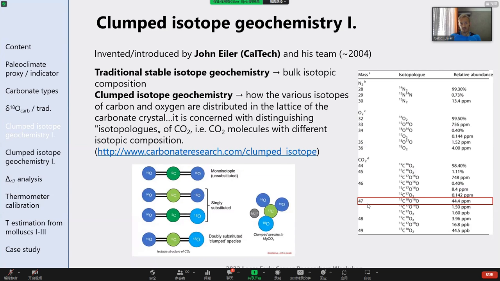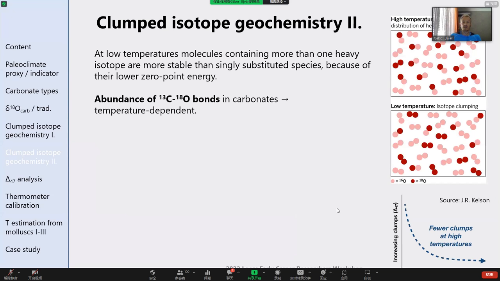With carbonate clumped isotope geochemistry, we are mostly interested in mass 47, the so-called doubly substituted clumped species, in which we have two heavy isotopes of carbon and oxygen. And the most abundant isotopologue with mass 47 is that one. The other two can be neglected during the measurements.